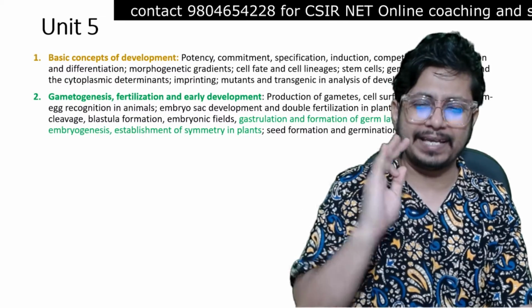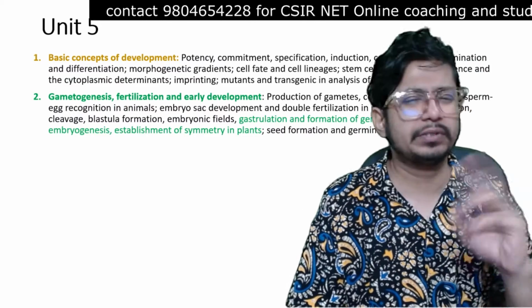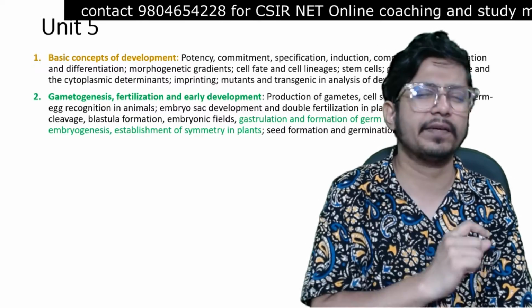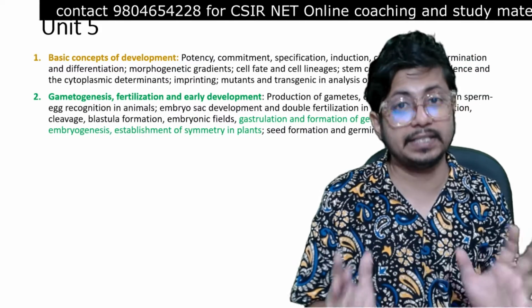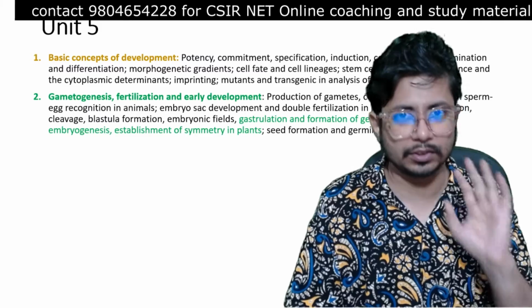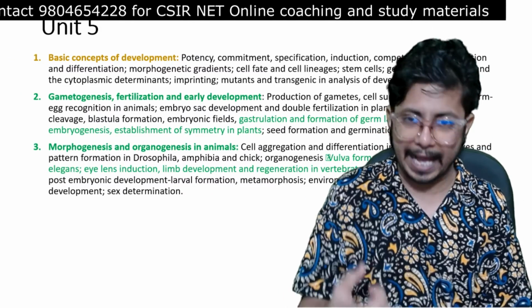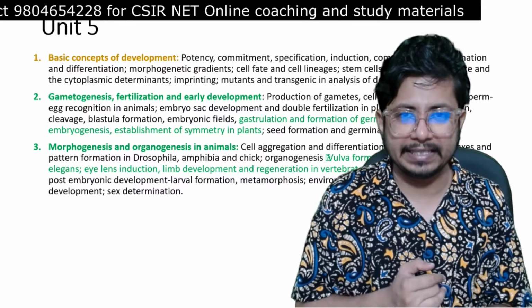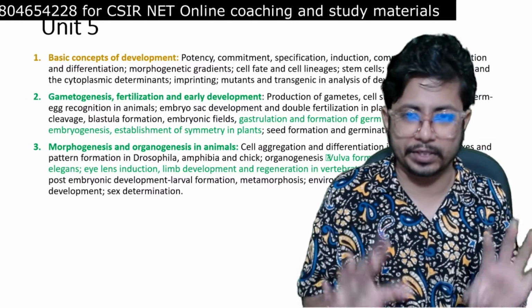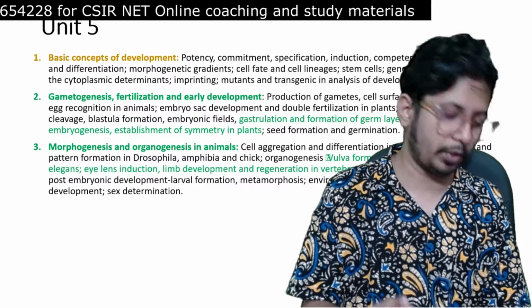And that's why I keep the plant development part separated. Only 2-3 things that you need to study from the plant development part for unit 5. Rest is animal development. You need to focus on that. Next one here is morphogenesis and organogenesis in animals. So vulva development in C. elegans, limb development in tetrapod are equally very important.